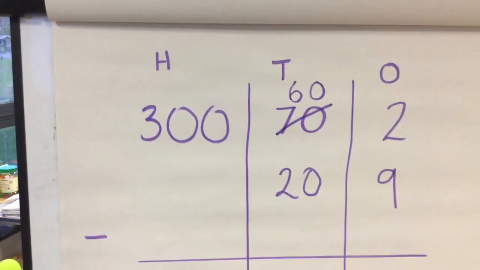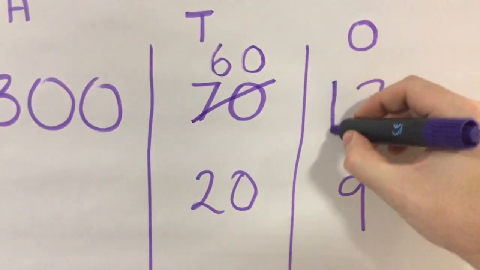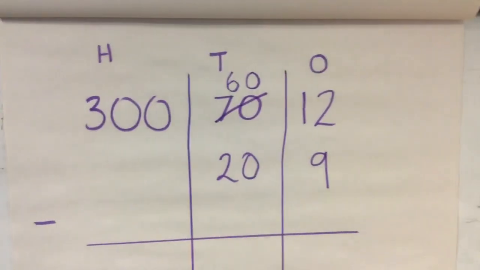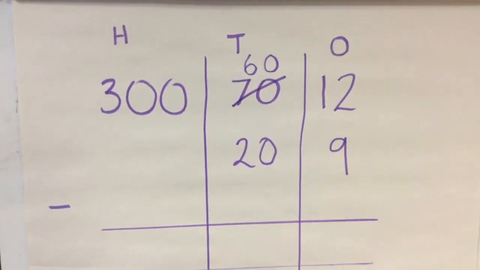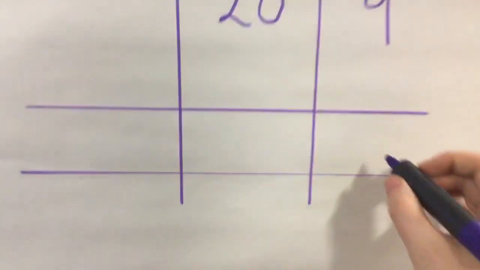Now, I've got a 10 missing somewhere. So what I'm going to do is I'm going to put that across into my ones column, which turns that number into a 12. Now what I can do is 12 take away 9, which gives me the answer of 3.